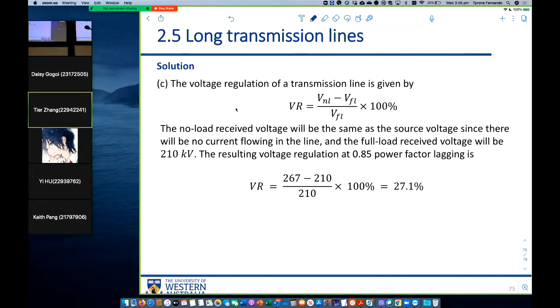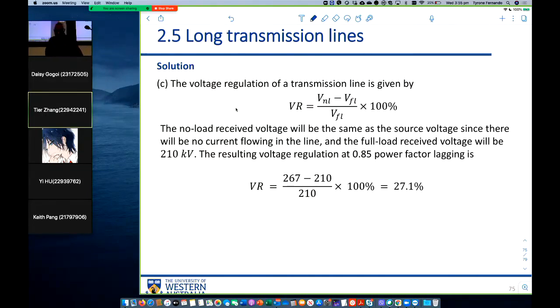So voltage regulation is: I have the receiving end load, I take it out. What happens when I take it out? The voltage at the receiving end changes. Because no current will flow through the horizontal branch, the voltage at the receiving end will rise to what it is at the input. Now what was at the input? What was at the sending end?